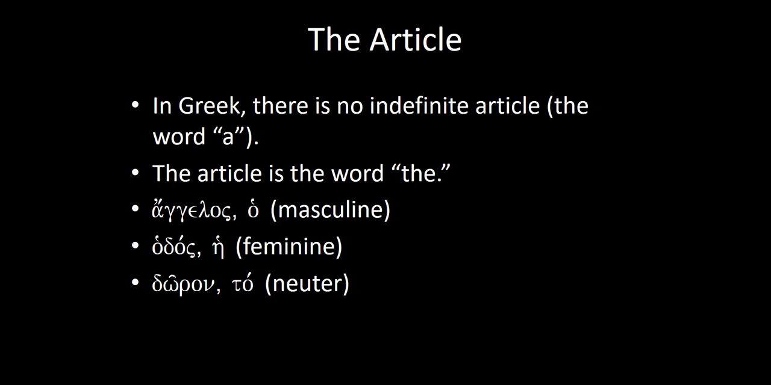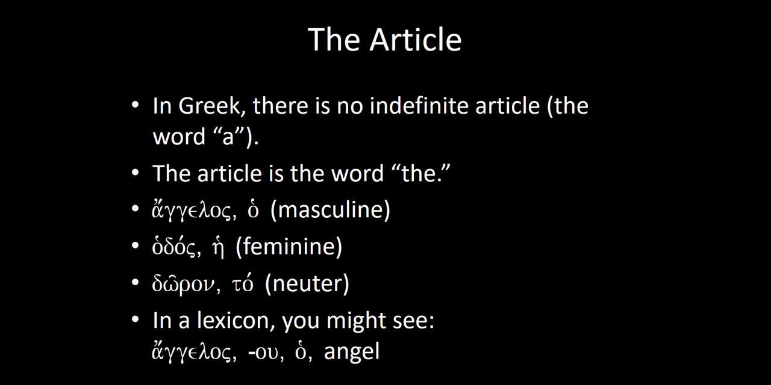So you may see vocab lists that look like this. When you look up a lexical entry in a lexicon, you're probably going to see something like this. It's a little bit longer. Angelos, comma, ou, comma, ho, comma, angel. What this would mean whenever you see this is angelos. That's the nominative singular form. Ou is the genitive singular form, angelos, angelou. And then you have ho, the article, and then you have the definition.